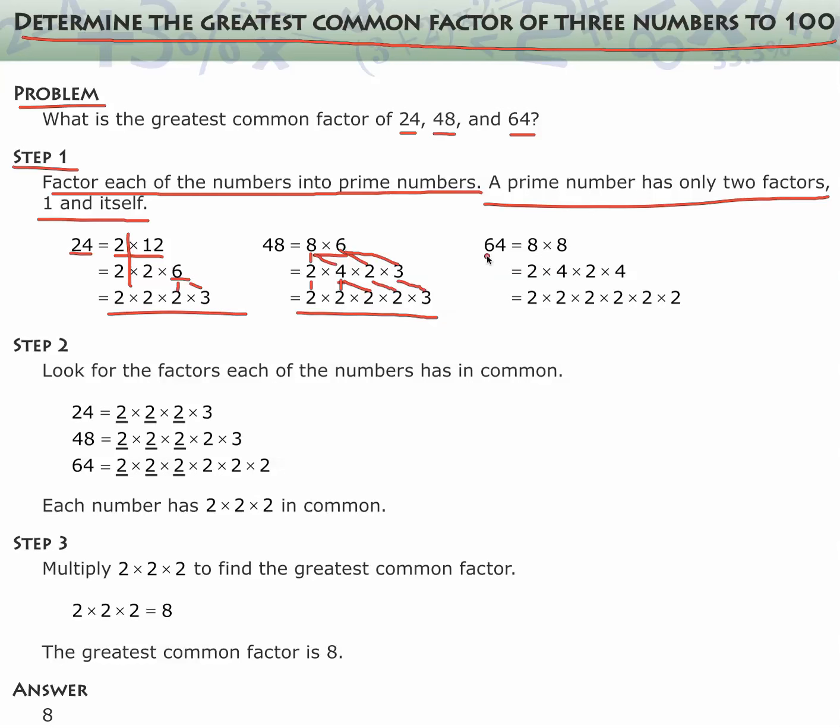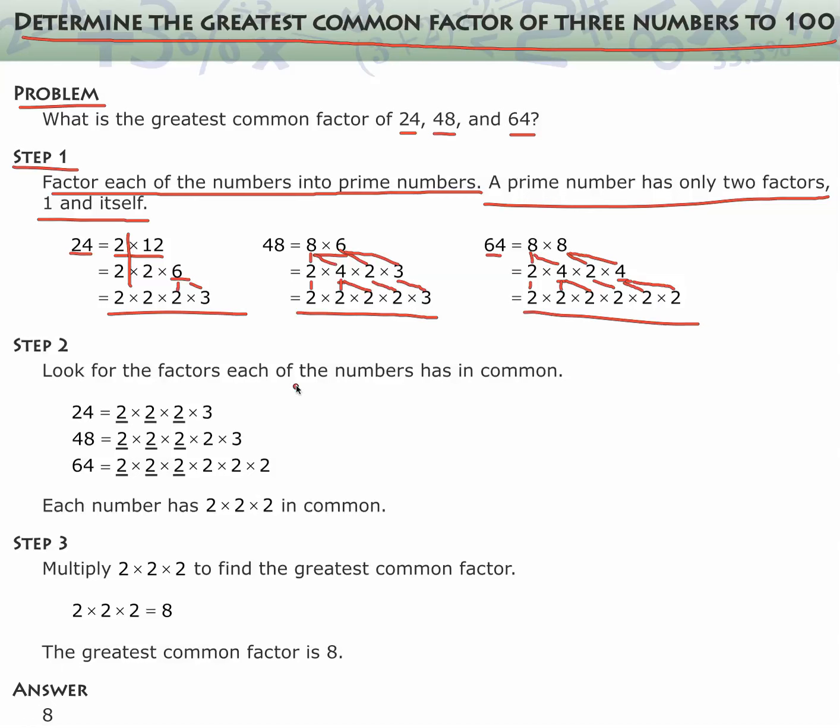Okay, now we got 64. Well, we got 2 times 4 times 2 times 4. But 4 is not a prime number. So we got 2 times 2 times 2 times 2 times 2 times 2. Now, these are all prime numbers.